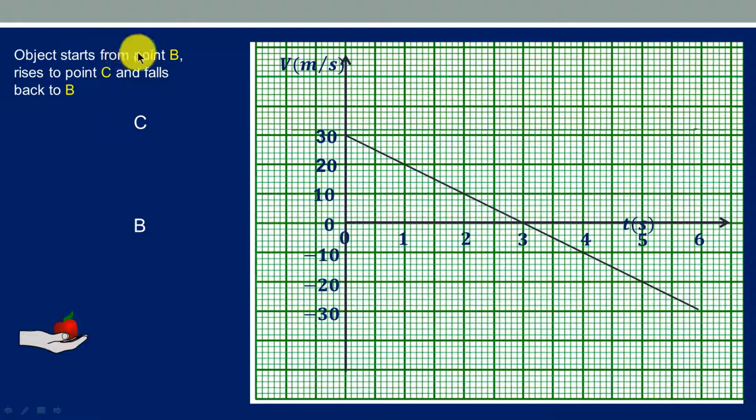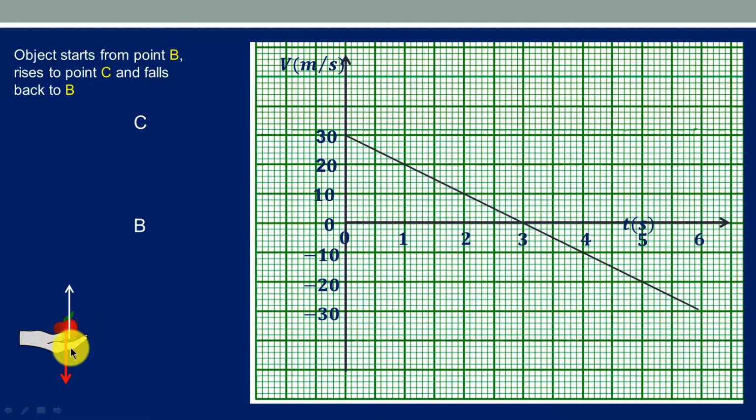So the object starts from point B, rises to point C at maximum height, and falls back to point B. Let's see whether that is the situation. It starts at point B, rises to point C, and falls back to point B. It's exactly what we have discussed before, and we have already looked at how this graph comes about. Now let's consider the forces which are acting on the object.